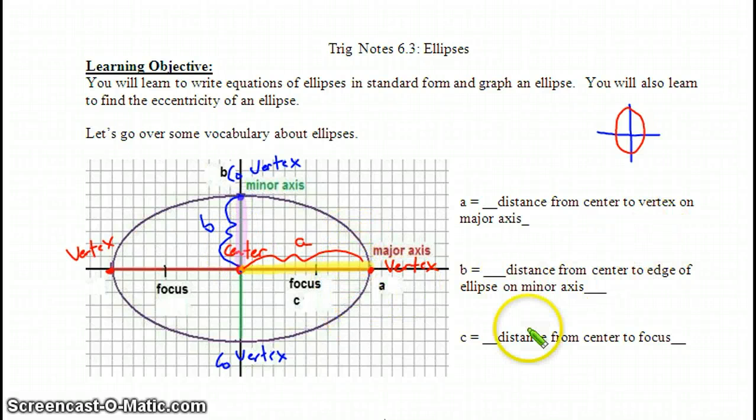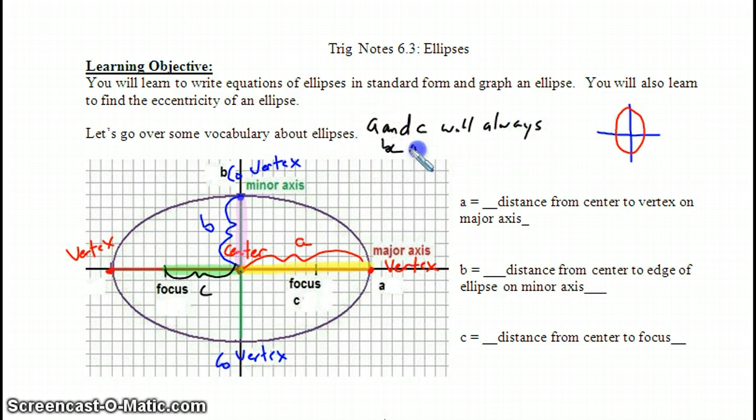Let's talk about our C values. C is the distance from center to focus. So in this diagram here, from center to focus would be this distance right here. So that is the distance for C. So you've got A, you've got B, and you've got C. And again, the key focus here is that on this major axis will always lie A and C. So A and C will always be on the major axis.